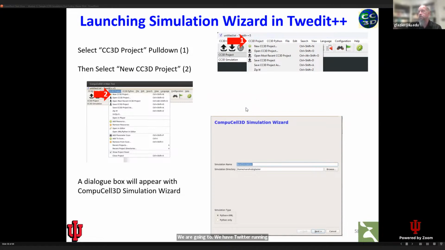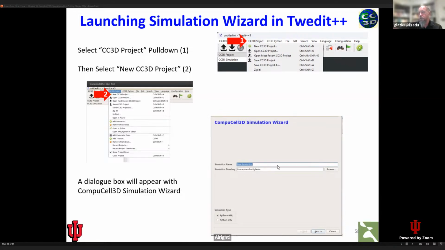Everybody put Twedit on your screen and find the CC3D project pull-down menu at the top of the menu bar. Pull that down and select New CC3D Project. And you should get a dialog box that looks like this. It should say CompuCell 3D Wizard.